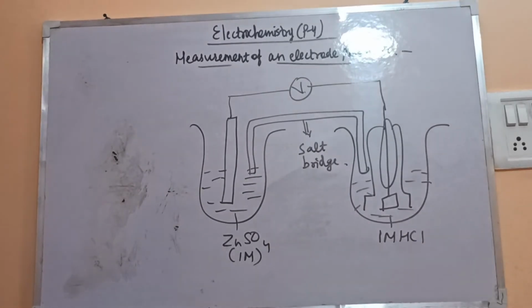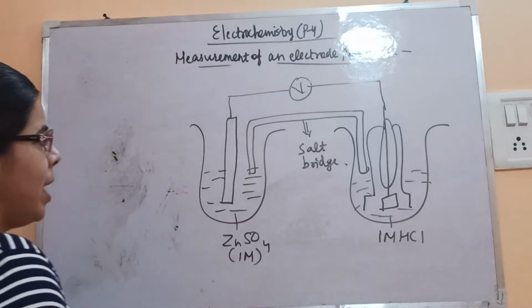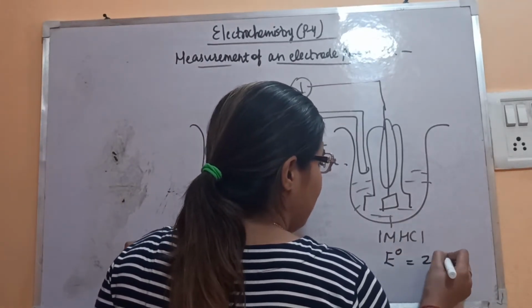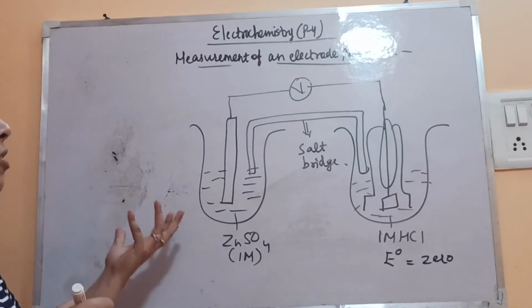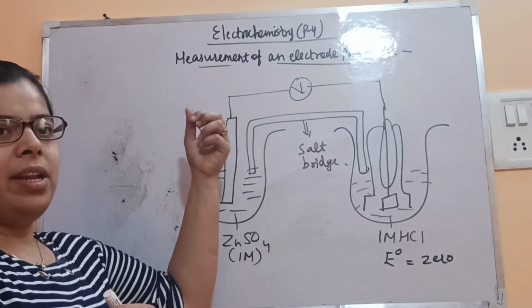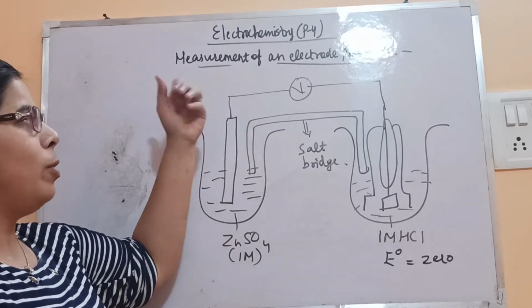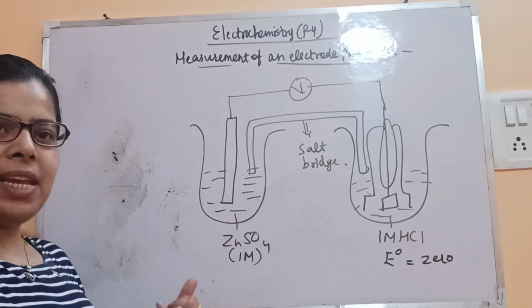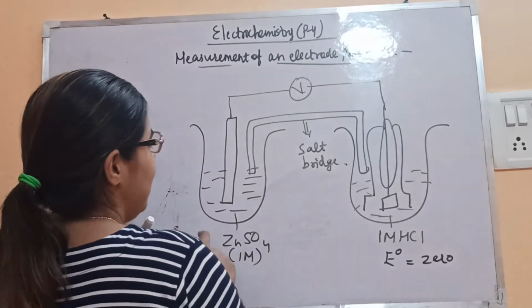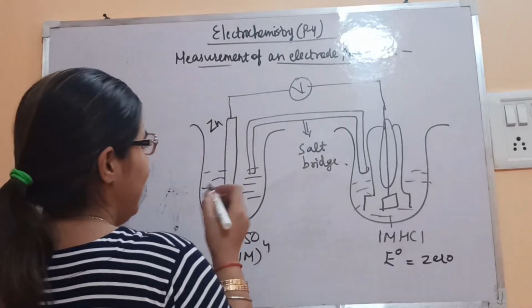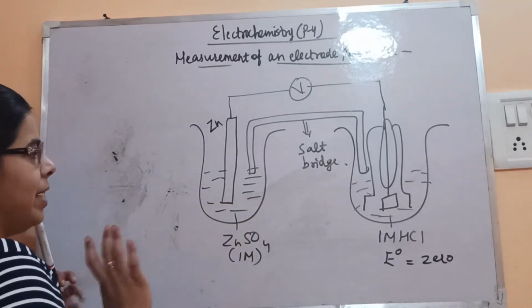So now, during the experiment, we know that E naught for the hydrogen electrode is 0. So whatever reading of electrode potential is shown by the voltmeter, it means it's a reading of the zinc electrode. Okay, this electrode, zinc. Fine, so let's see when this setup is ready.